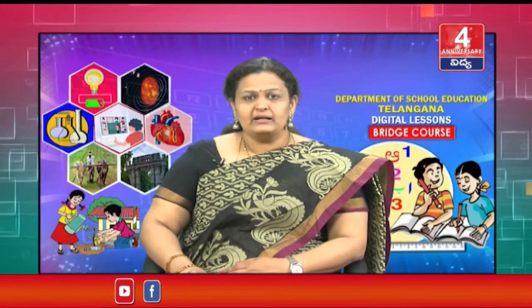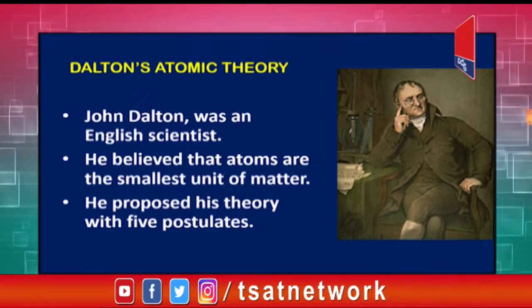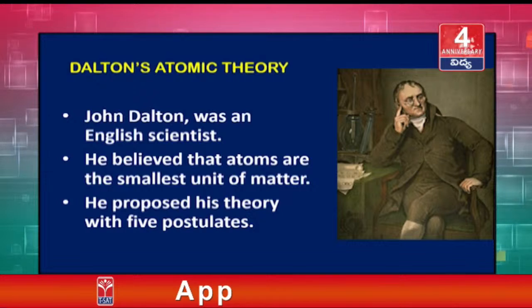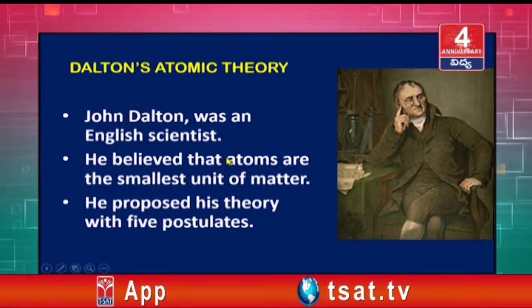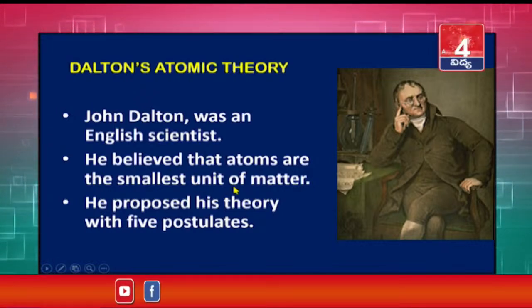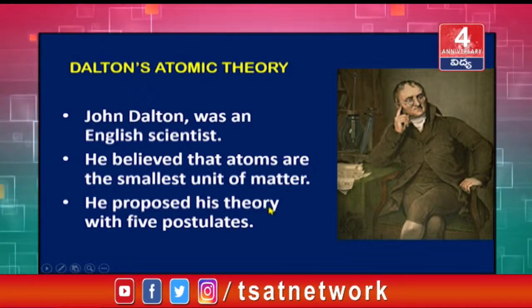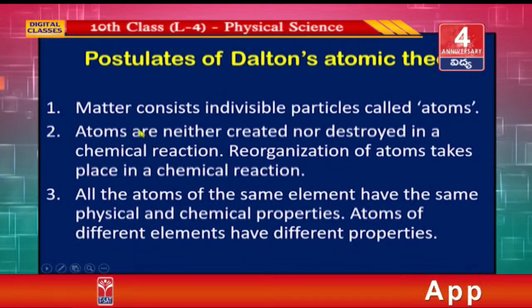John Dalton, an English scientist, proposed his atomic theory, which he has given in the form of 5 postulates. So first let us see what John Dalton had to say. John Dalton was an English scientist. He believed that atoms are the smallest unit of matter, and he proposed his theory with 5 postulates. So children, let us see the 5 postulates one by one.